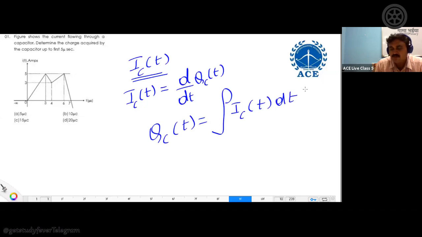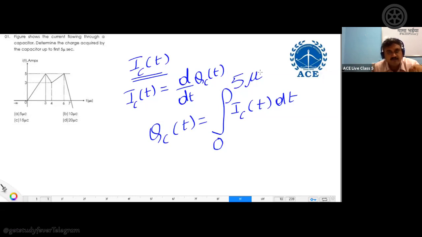Now what is he asking? Charge accumulated up to first 5 microseconds. So lower limit is minus infinite. Minus infinite means starting point of the graph. Starting point is 0. Upper limit, from where he is asking, up to where? He is asking up to 5 micro. So take upper limit as 5 micro. That's all. Now don't waste your time in taking line equations.